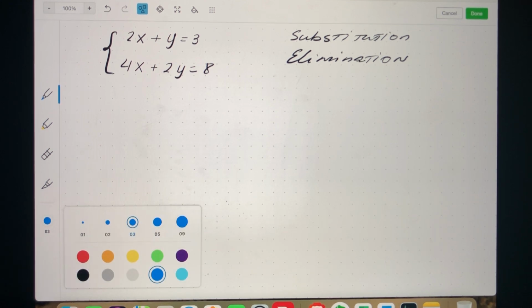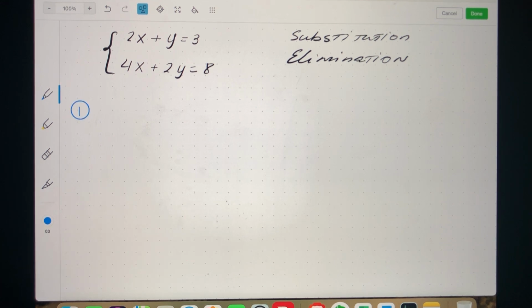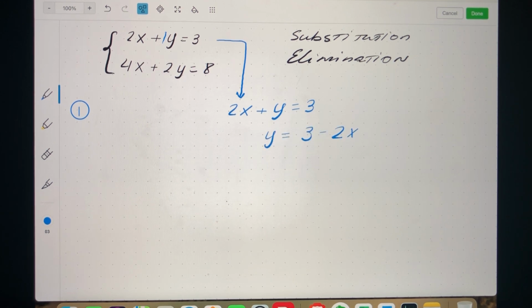Now to do substitution, we just need to solve one of the equations for either x or y. Let's solve the first. It has smaller numbers, so let's solve it for y, because the number in front of y is 1, so we wouldn't have to do any division to get y by itself. So to get y by itself, we have 2x plus y is 3, so minus 2x from both sides, we get 3 minus 2x.